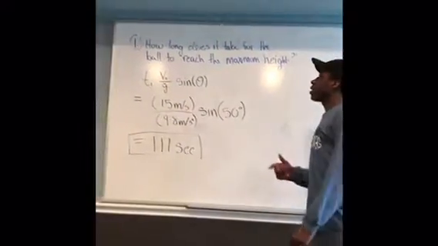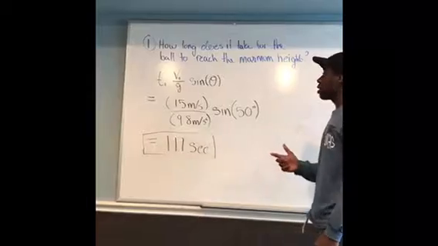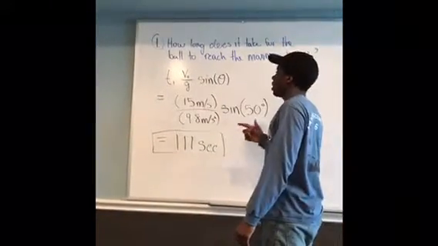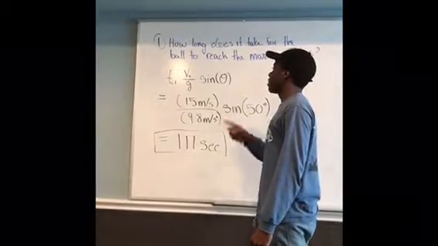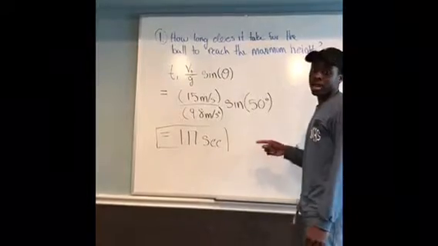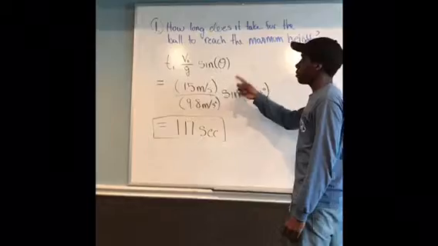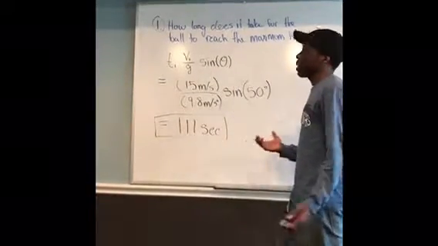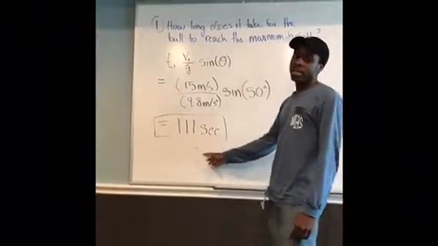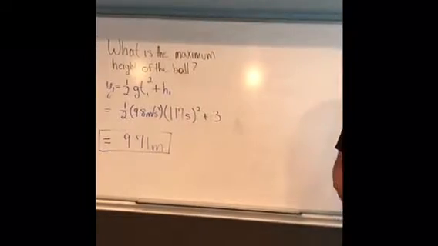So now we're trying to find how long it took for the ball to reach its maximum height. So the way we'll do that is we have to find time. And to find time, it equals the initial velocity divided by gravity times the sine of the angle. When we plug in our numbers, which is 15 being the velocity, 9.8 being gravity, and 50 as our angle, we get 1.17 seconds.